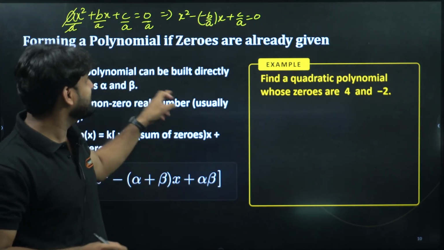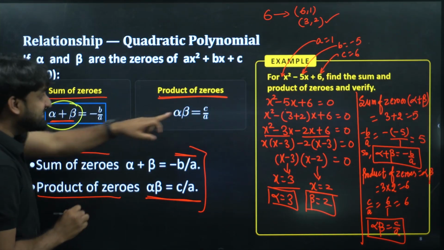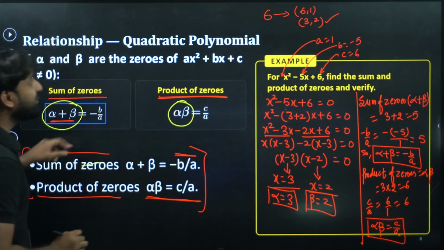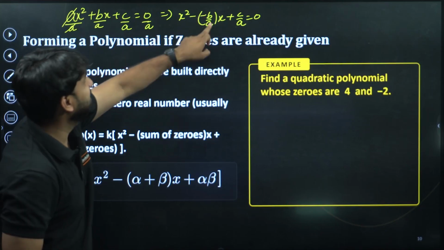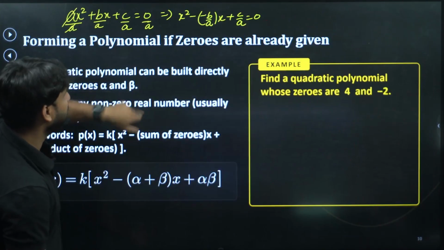Minus b by a is what? Sum of zeros. And c by a is what? Product of zeros. Now look here. Minus b by a, sum of zeros. C by a, product of zeros.